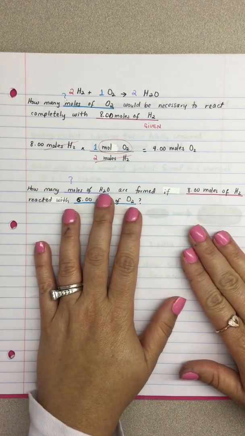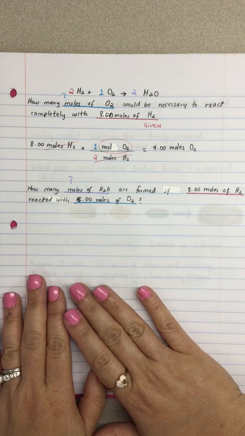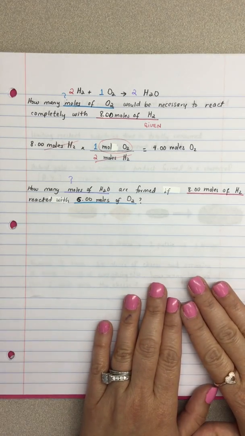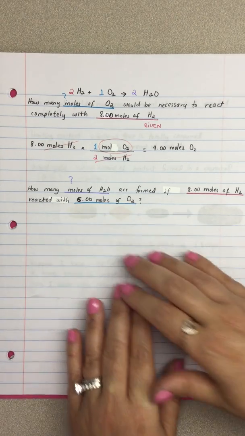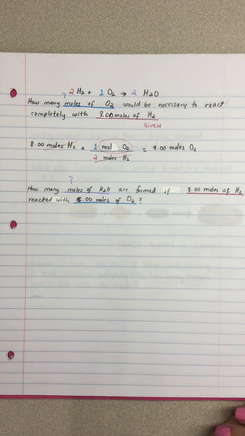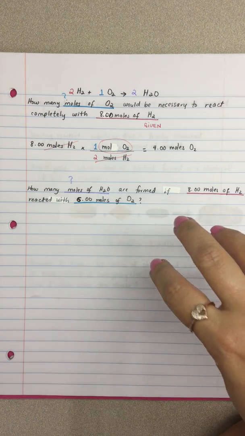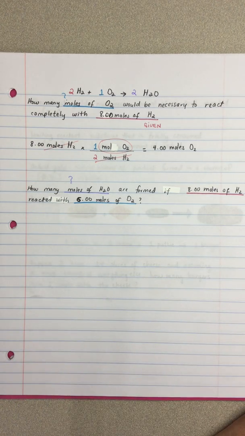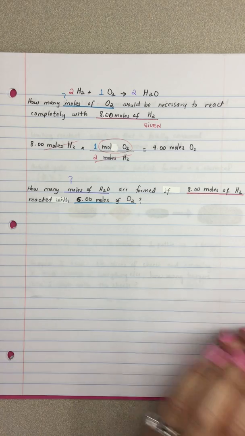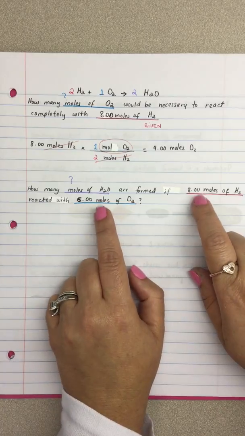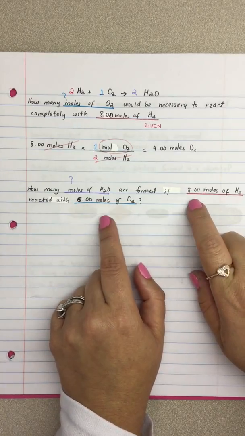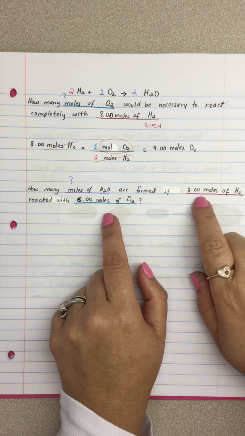So now this problem is asking you, okay, if instead of having 2 moles of hydrogen and 1 mole of oxygen, you have 8 moles of hydrogen and 6 moles of oxygen, how many moles of water can you get? That's what we need to figure out. So I'm going to do my calculation in a similar way to what we did before, but I'm going to have 2 separate calculations, 1 for each reactant. That's how we solve this type of problem.